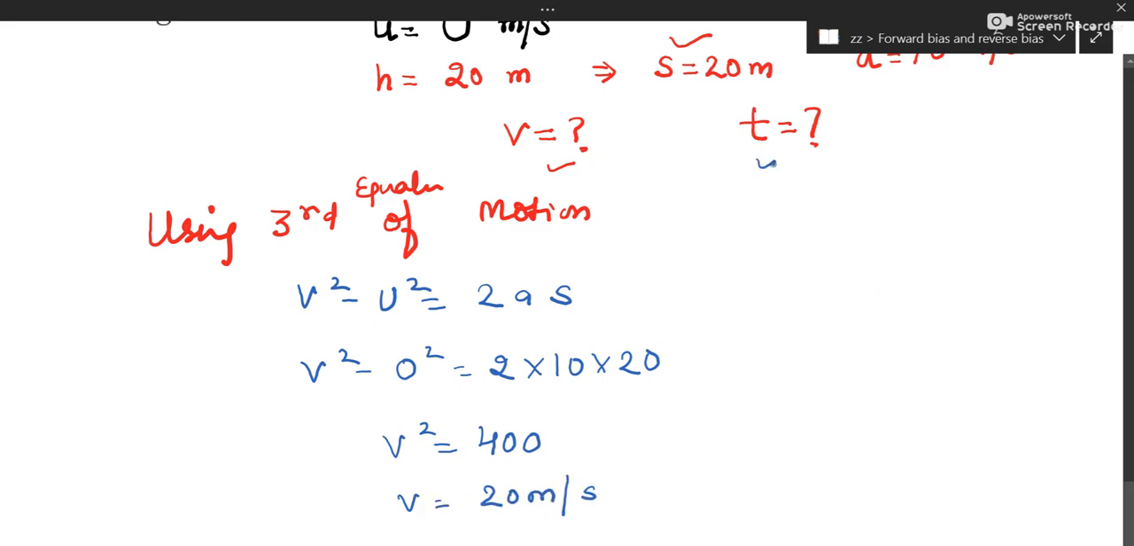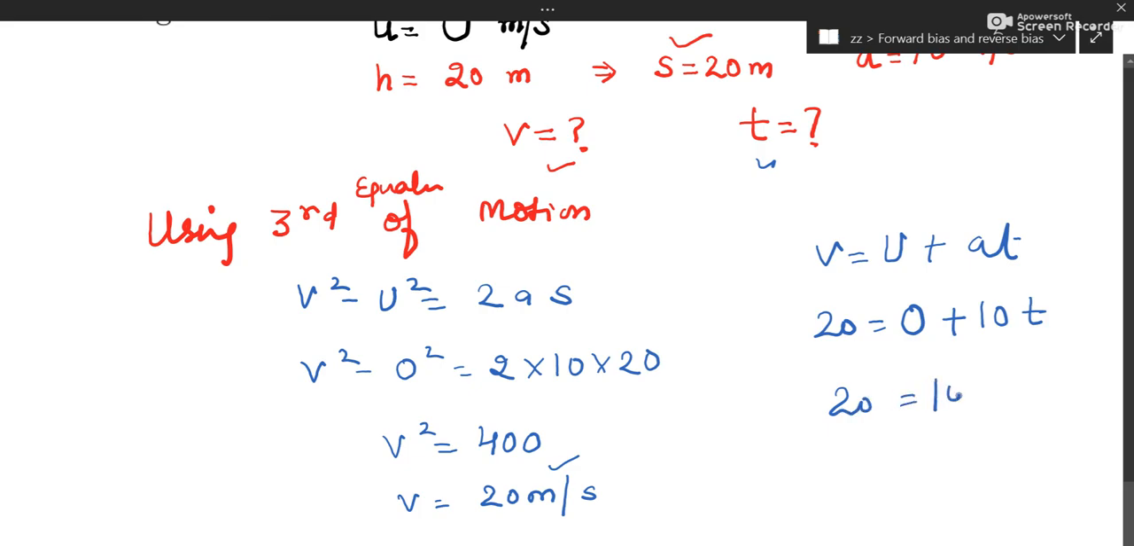Now we have to find time also, so we can use the first equation of motion. V we have, U is 0, A is 10, so 20 is equal to 10t and time is equal to 2 seconds.